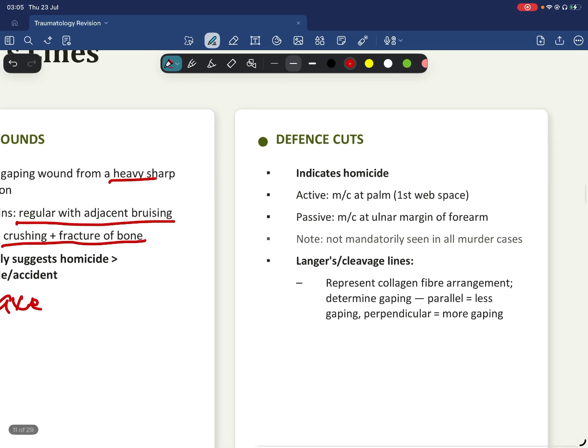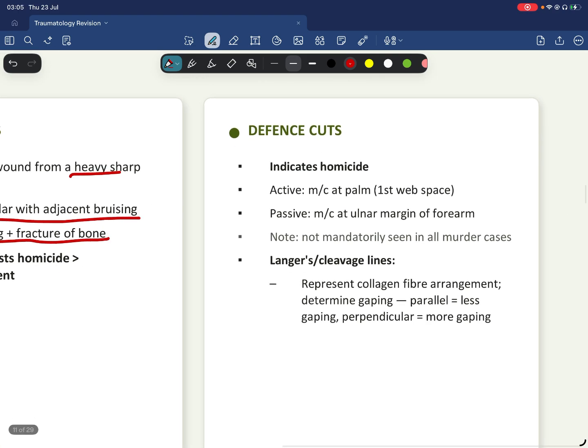Defense cuts, also called self-defense wounds. Most common site is the first web space. Most common active site is at the palm of the first web space. Passive is seen at the ulnar margin of the forearm.